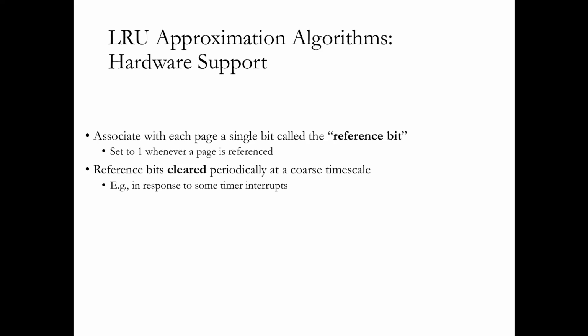So the idea here is that we're going to associate with each page a single bit called a reference bit. Remember that we have this reference bit in the page table entry. So this is why it's actually useful. This reference bit is going to keep track of any memory access to that page. So it's set to 1 whenever the page is referenced. Then the reference bit is cleared periodically at a coarse timescale. Maybe we have an interrupt handler which periodically cleans them up, but some way we're going to clear them.